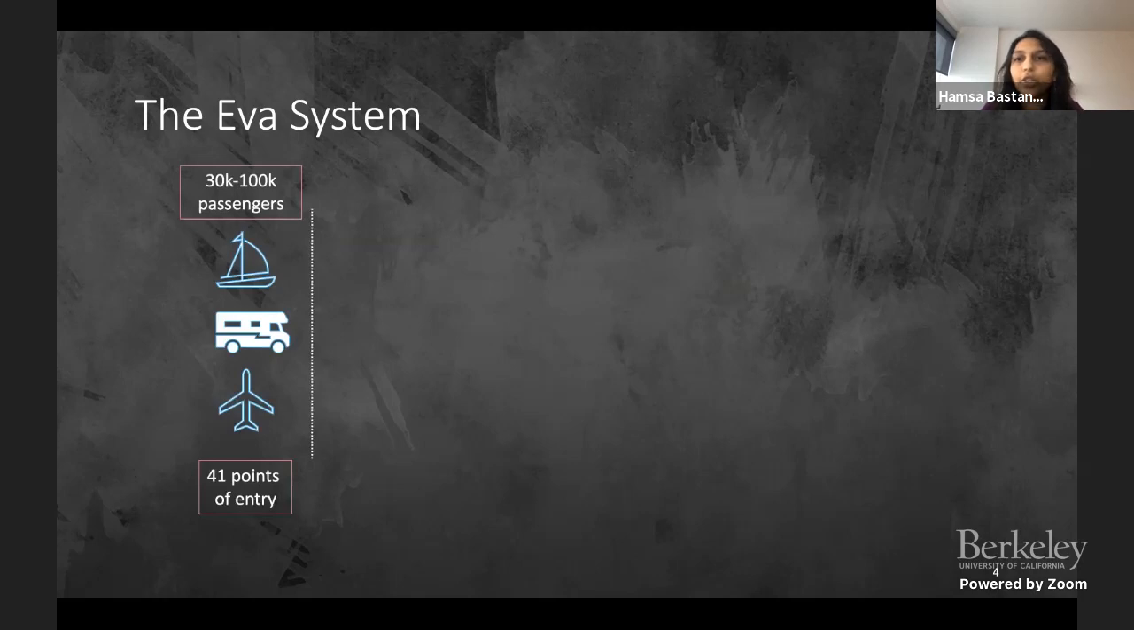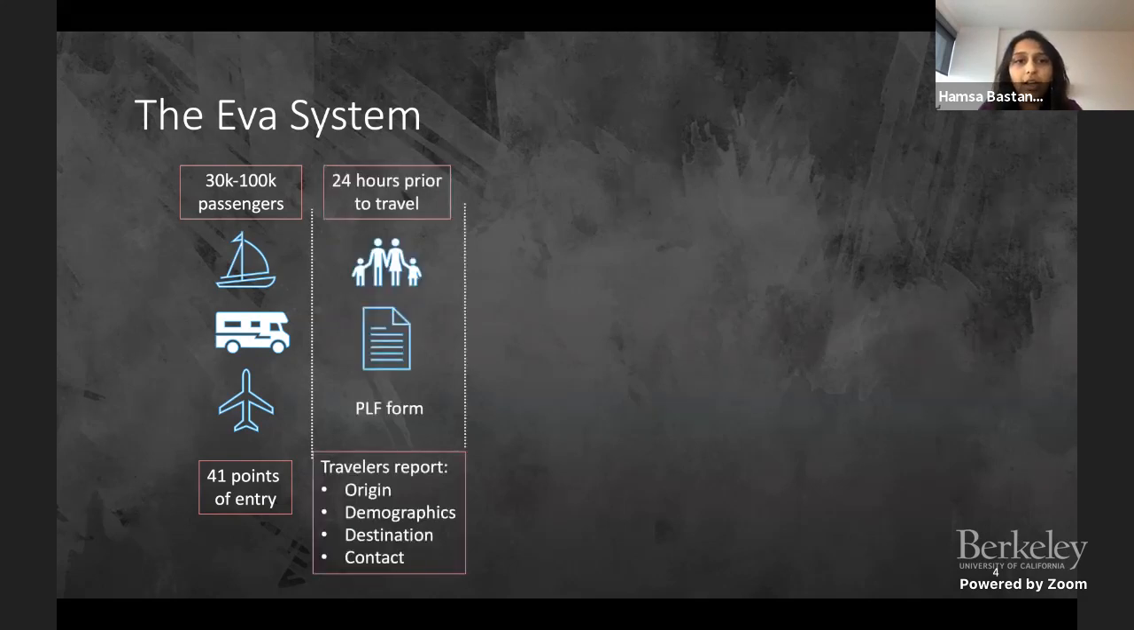Okay, so without further ado, here's how the system works. We have about 30 to 100,000 passengers who come into Greece every single day throughout the course of the summer. They can arrive in 41 different points of entry, so by water, by land, or by air. 24 hours prior to travel, each passenger, or each family, sorry, will fill out a passenger locator form, which reports where they're coming from, various demographics and contact information and so on.